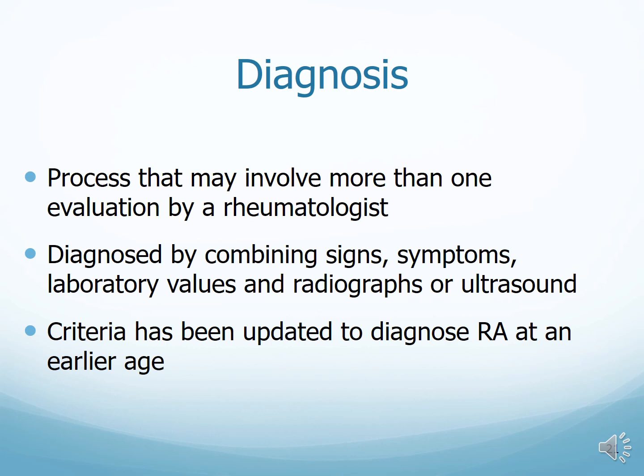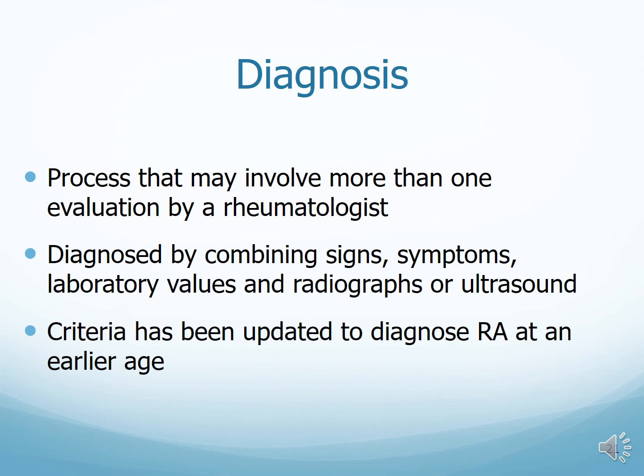So how do we diagnose this? What will the doctor do? Well, diagnosis is a process that may involve more than one evaluation by a rheumatologist. So there's going to be more than one opinion or more than one visit. It is diagnosed by combining signs, symptoms, lab values, radiology graphs, and ultrasound. So x-rays, ultrasound, lab studies, all of this, and then the clinical manifestations of the client, and that's how the doctor will make his diagnosis.